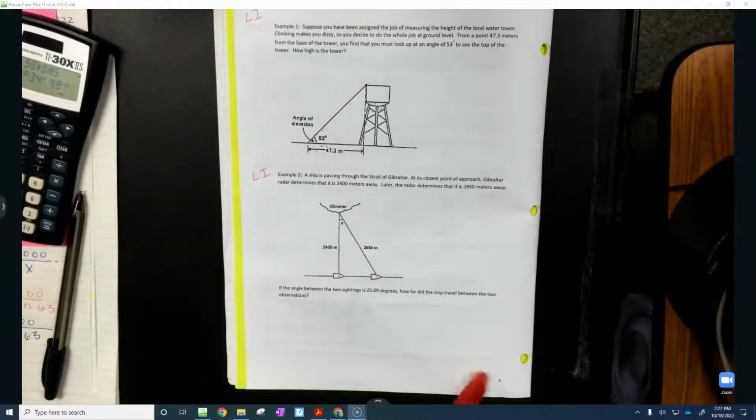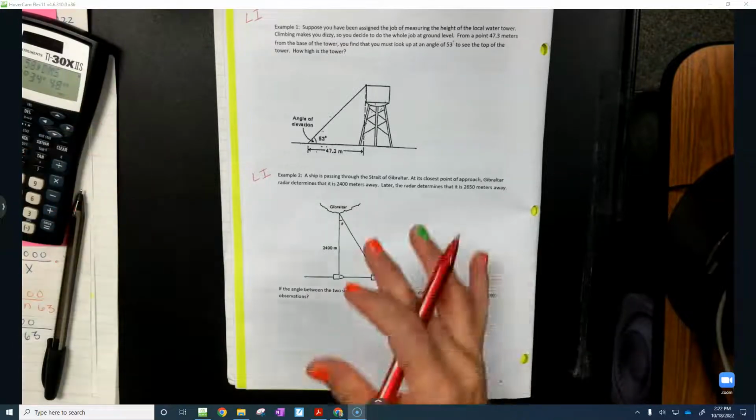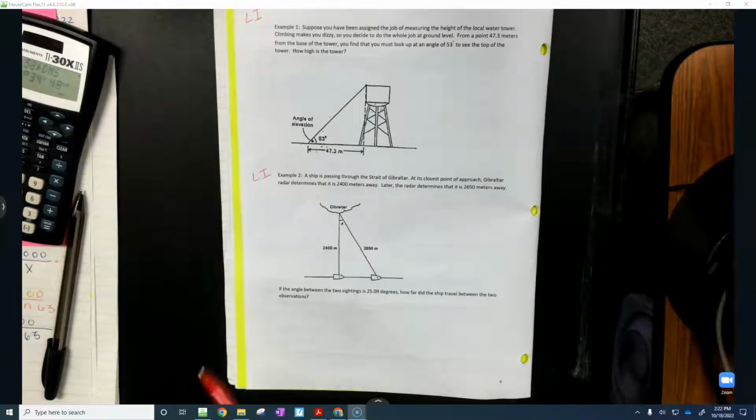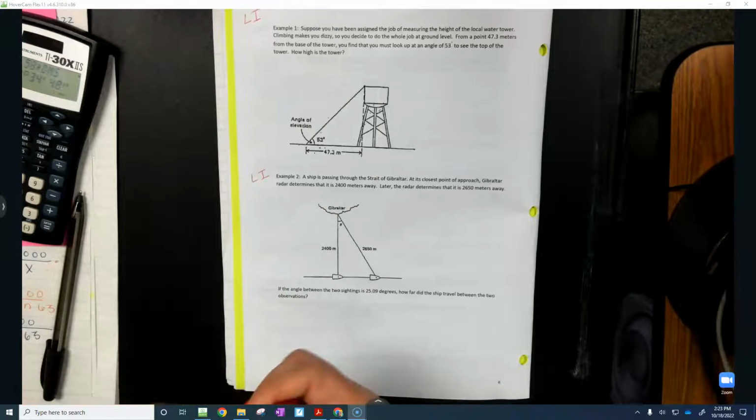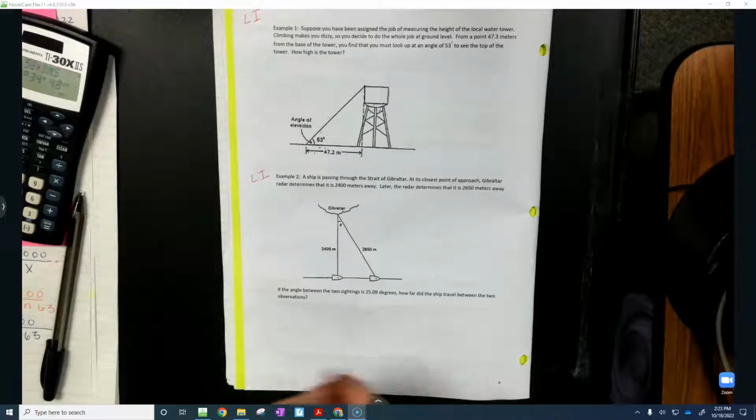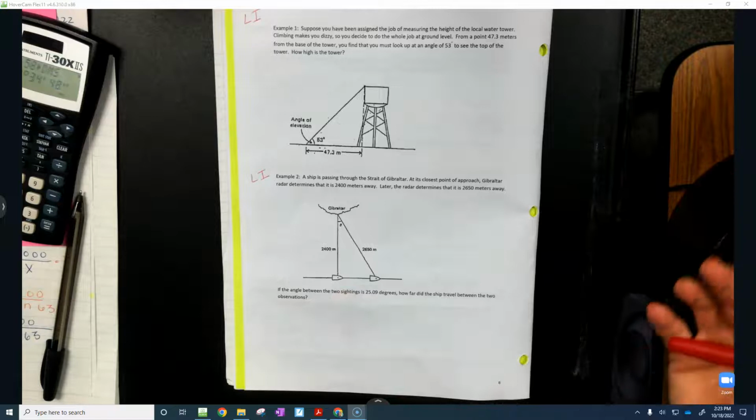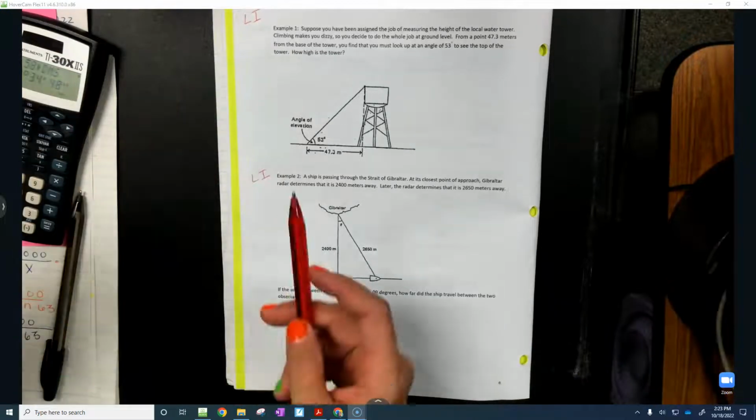All right, so we are going to explore elevation and depression. Remember, they're both treated the same. Please follow along with me when I read out this problem, because I'm going to know if you don't read it. Here we go. Example 1. Suppose you have been assigned a job of measuring the height of a local water tower. Climbing makes you dizzy, so you decide to do the whole job at ground level. From a point of 47.3 meters from the base of the tower, you find that you must look up at an angle of what? What's the angle? 53 degrees. Thank you very much for reading along with me. To see the top of the tower, how high is the tower?